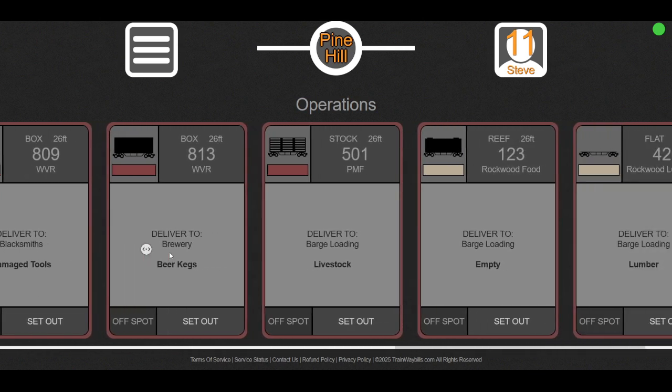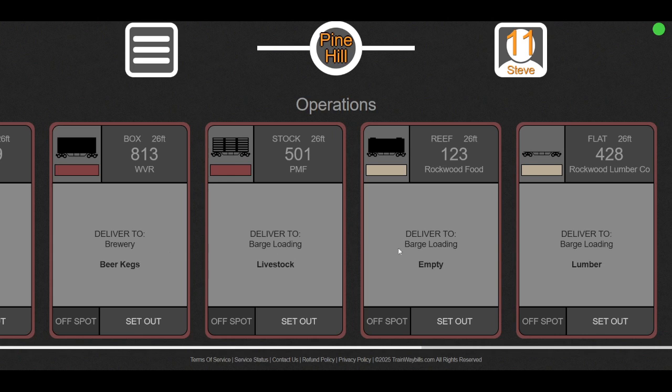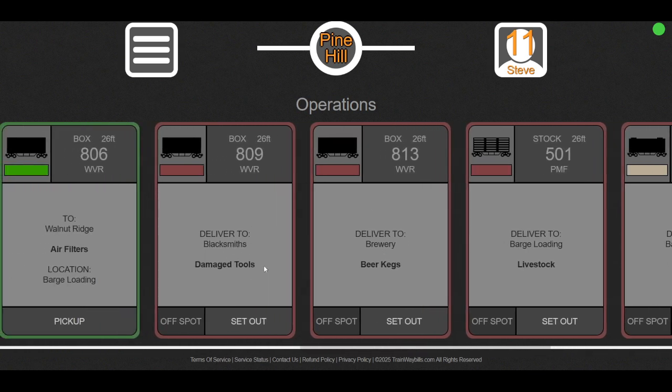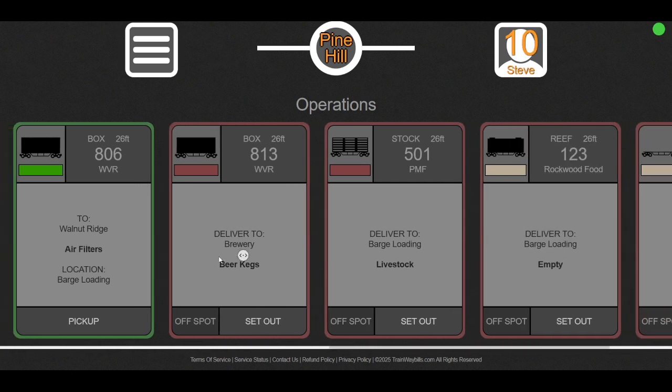Now, let's have a look at how many barge loading we have to do. So we've got 3 cars going into the barge loading track. We've got 1 for the brewery and 1 for the blacksmith. Well, the blacksmith's available, so I'm going to drop that one off first. So we take box 809 and we're going to drop it into the blacksmith track. It's carrying damaged tools. Once we've completed that, we can hit set out.